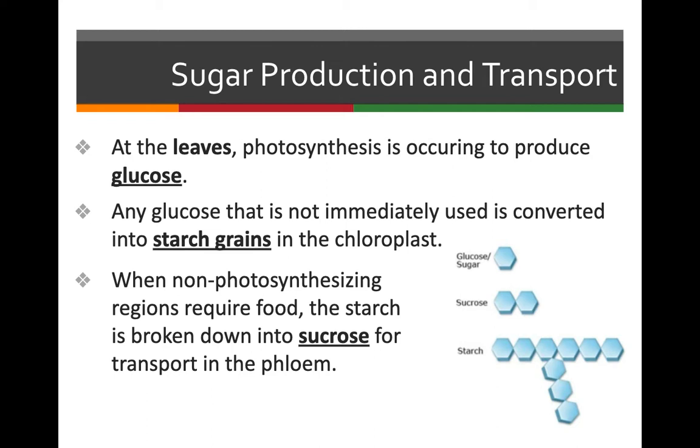So the image shows you that glucose is what's called a monosaccharide. There's just sort of one glucose ring. Sucrose is a disaccharide. There's two. And then starch is a polysaccharide. So it's a really long chain of glucose stuck together. And so those are the forms that the sugar can take within the plant.